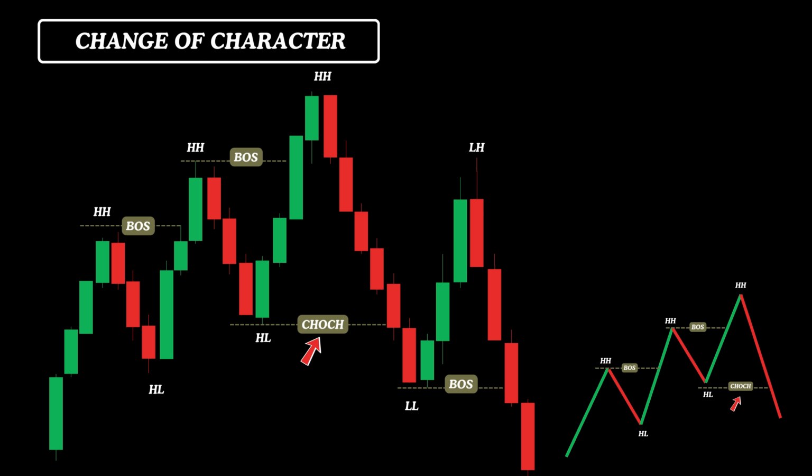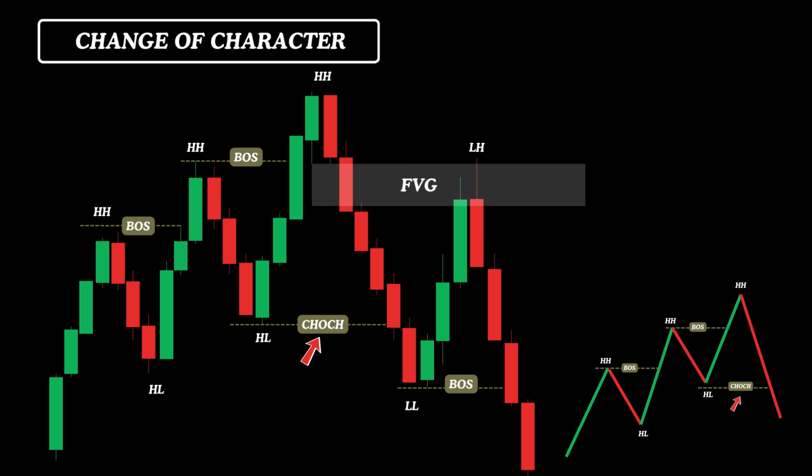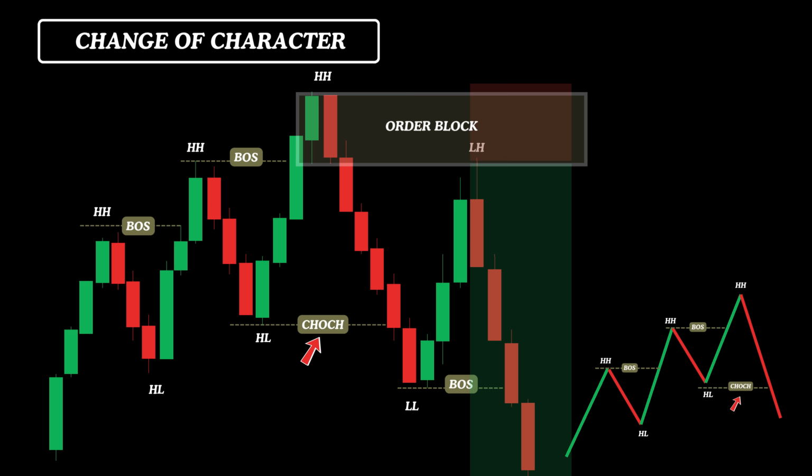A change of character should always be viewed as an early trend reversal alert. When this signal appears on the chart, it indicates that the previous trend has weakened and the market may be preparing to move in a new direction. You can plan your entry setups around the recent peak, especially if price makes a solid retracement afterward. Such pullbacks often create a clear entry zone, where you can position yourself at the fair value gap or the order block for optimal entries.